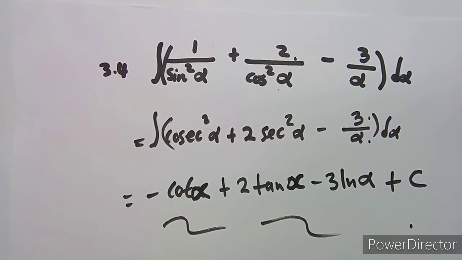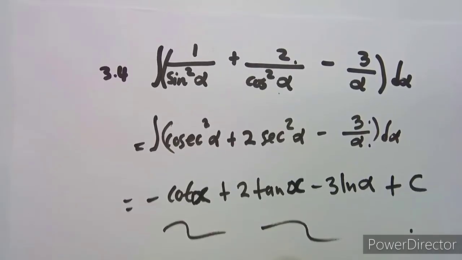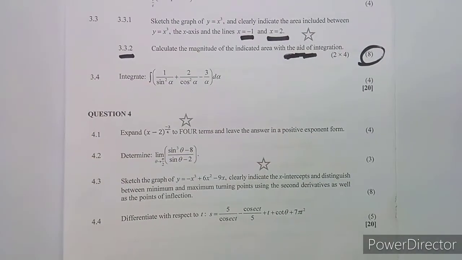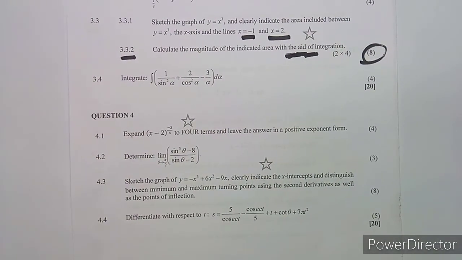So let's see another question that we had. Where is this question paper now? This was actually on question 4, and as you can see, there is 20, 20, 20. Each and every part now has its own part, and it's 20 marks. Expand to 4 terms and leave your answer in positive exponents. That's what we had there.